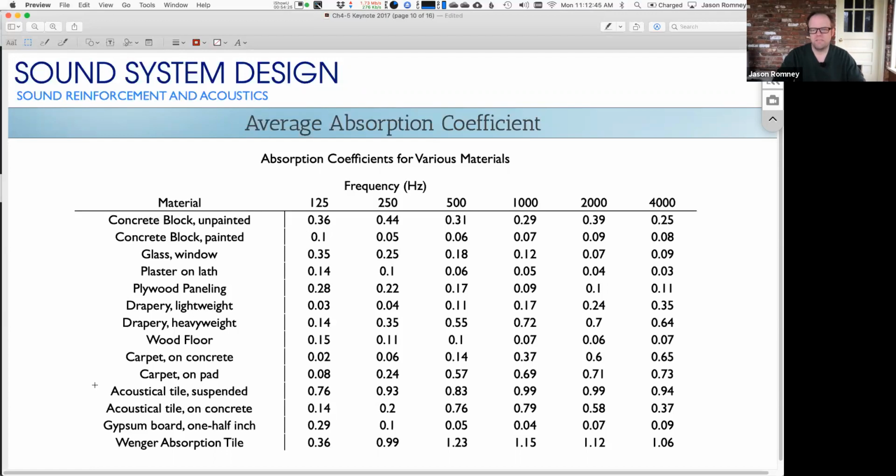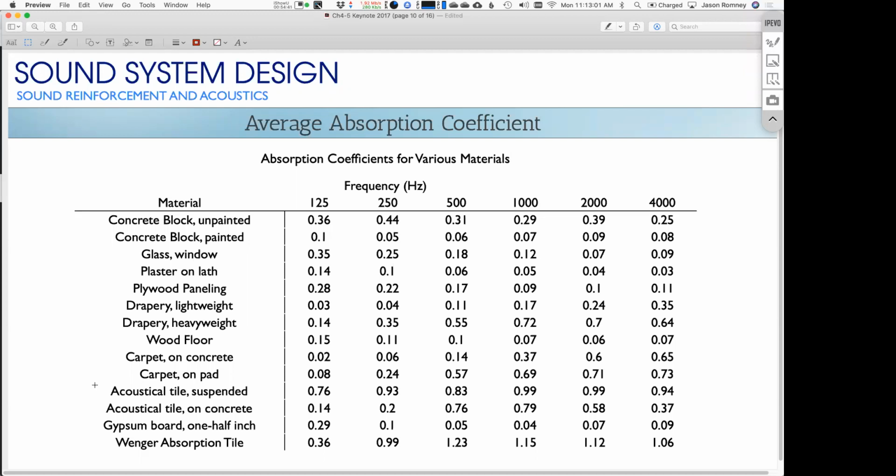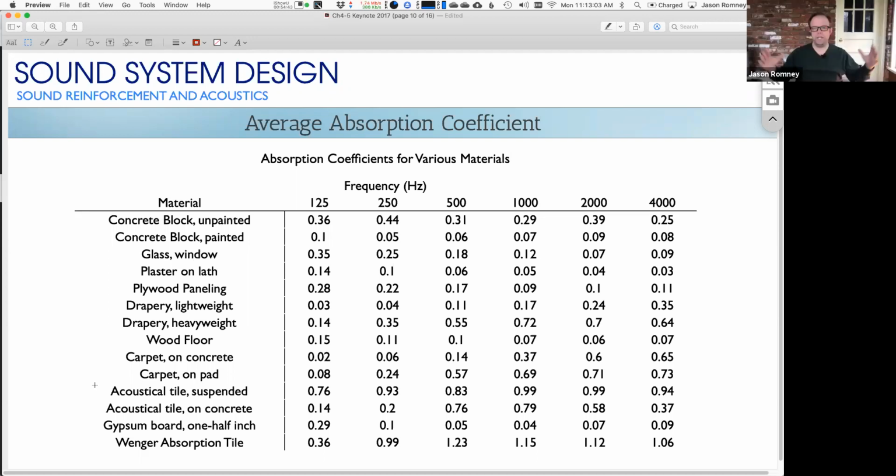Right? The high frequencies have much higher absorption coefficients than the low frequencies. Why? Because of surface area. If you want to absorb a really low frequency, that absorptive material has to be as large as the wavelength of that particular frequency. So what does work well for low frequencies then? Really, really big panels or really, really thick panels.